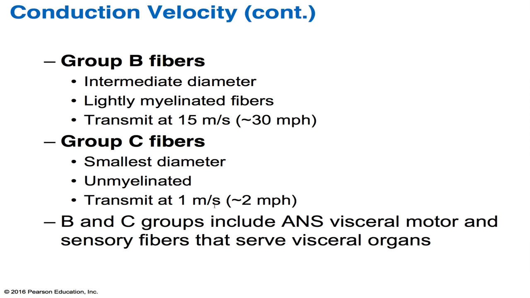Group B fibers fall in the intermediate diameter range. These are lightly myelinated fibers, and their speed of conduction is about 15 meters per second, or about 30 miles an hour. When you look at group C fibers, these are the smallest diameter, and they're unmyelinated. Their speed of conduction is the slowest, at only about a meter per second, or about 2 miles per hour. So clearly you can see these group C fibers are incapable of saltatory conduction. Both B and C groups include ANS visceral motor and sensory fibers that serve the visceral organs.